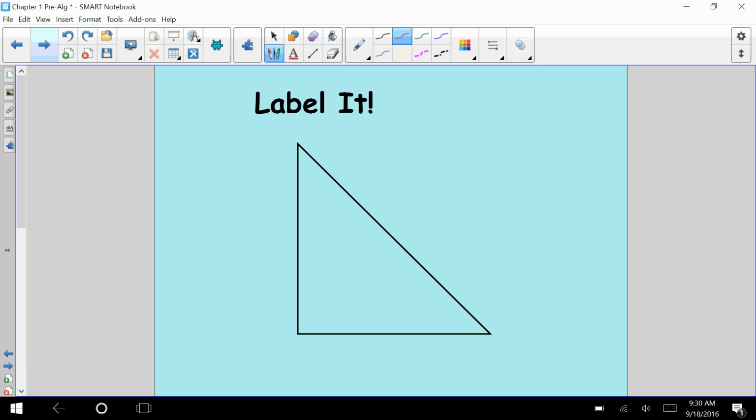Let's start by labeling this triangle, whether they are legs or hypotenuse. This right here would be the right angle. That makes these two the legs. The legs always form the right angle. And the one opposite it is the hypotenuse.